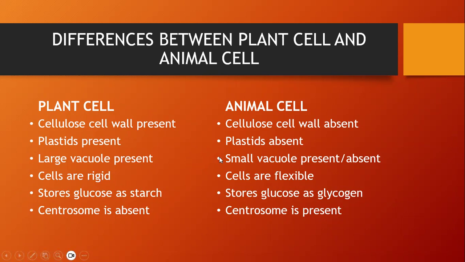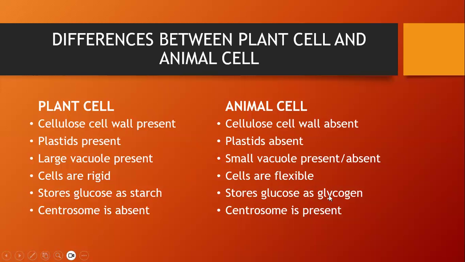So another way to identify if that is an animal cell is if it has a small vacuole or it lacks a vacuole. So you can definitely identify that as an animal cell. Then another feature of the plant cell is that it is rigid while the animal cell is flexible.